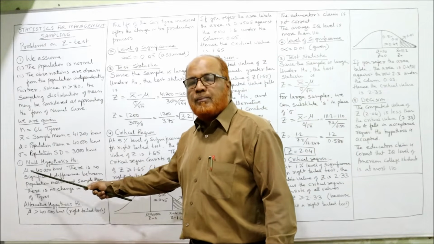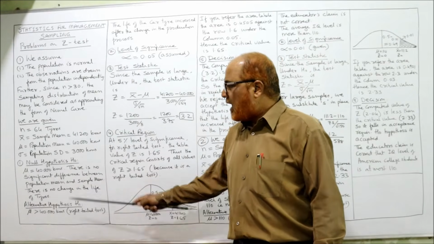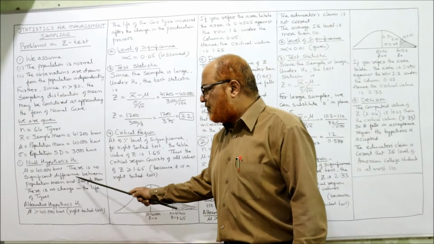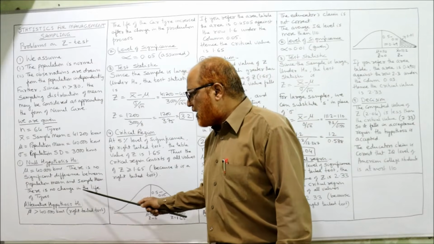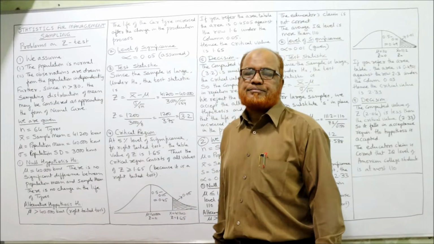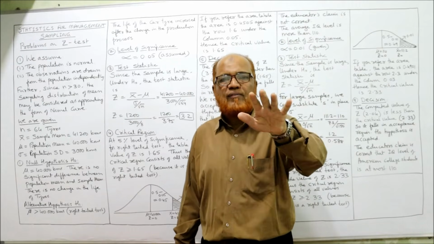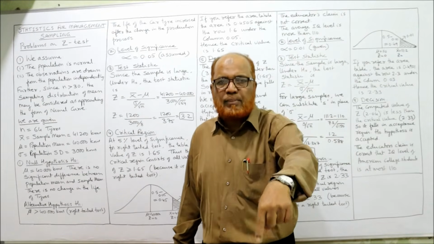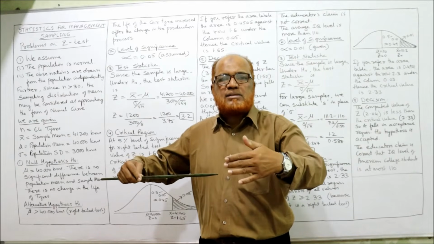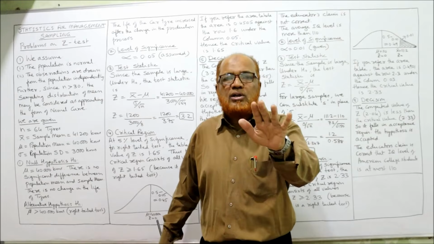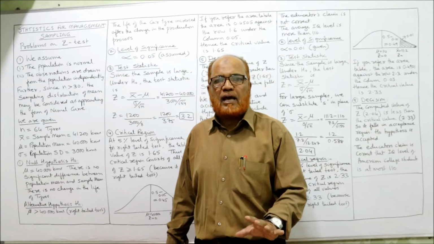So here, the null hypothesis is mu equals 40,000 kilometers, and there is no significant difference between the population mean and sample mean. There is no change in the life of tires. In the null hypothesis, we always write that there is no difference between the population mean and the sample mean, and that whatever change in the production process has been done has not increased the life of the tire. That is the null hypothesis.